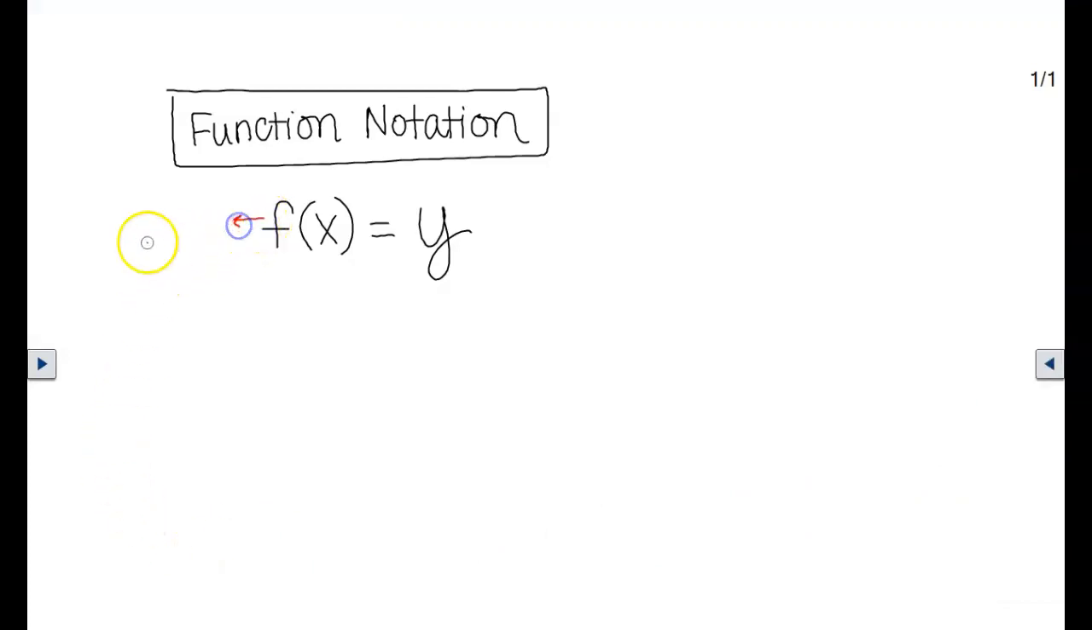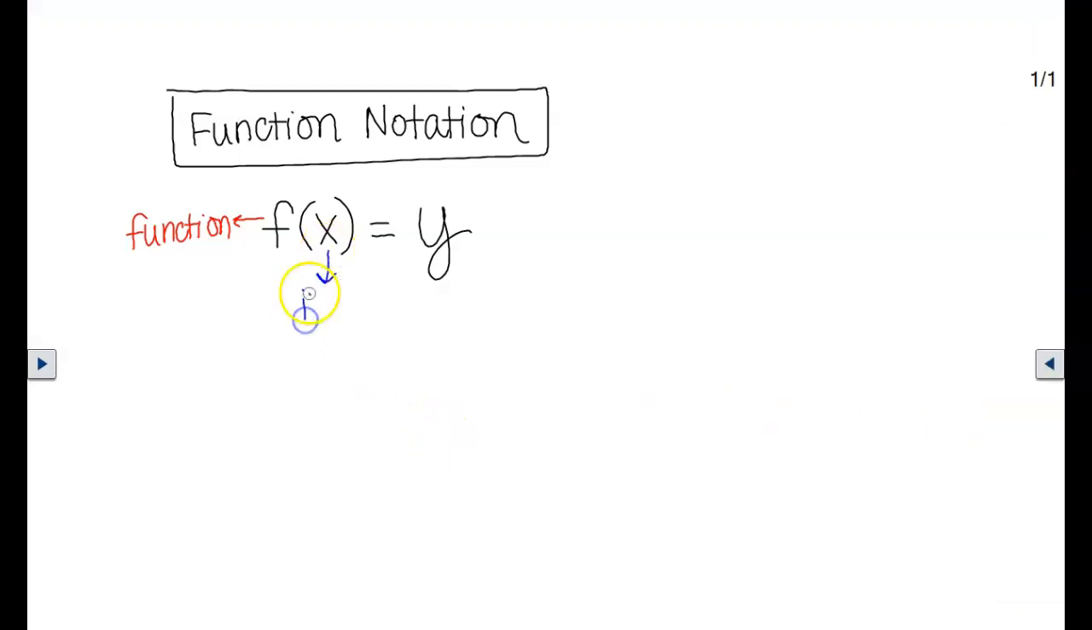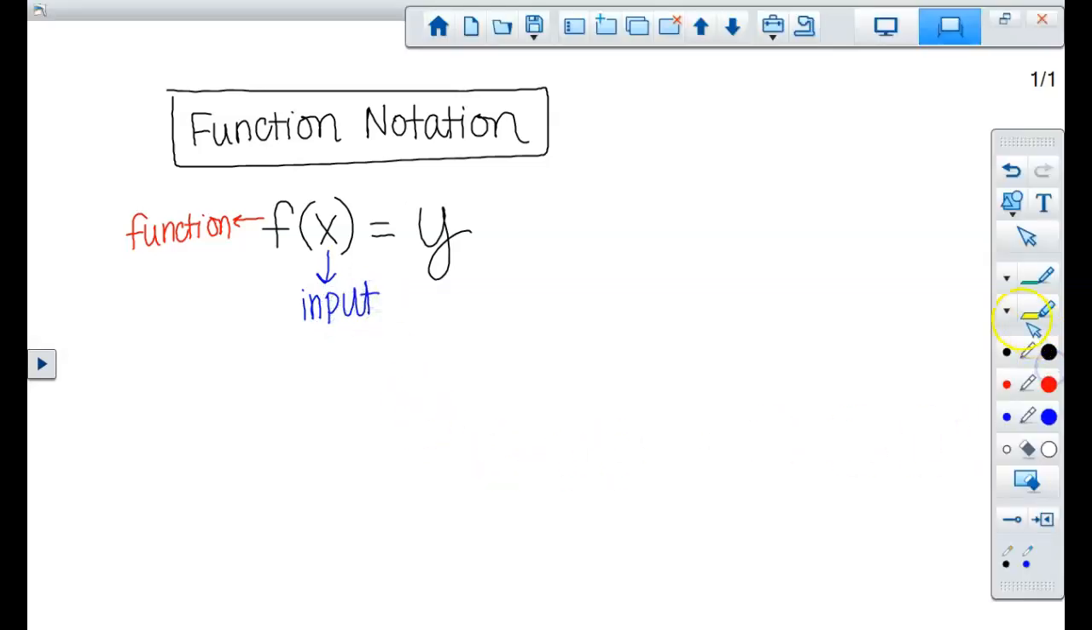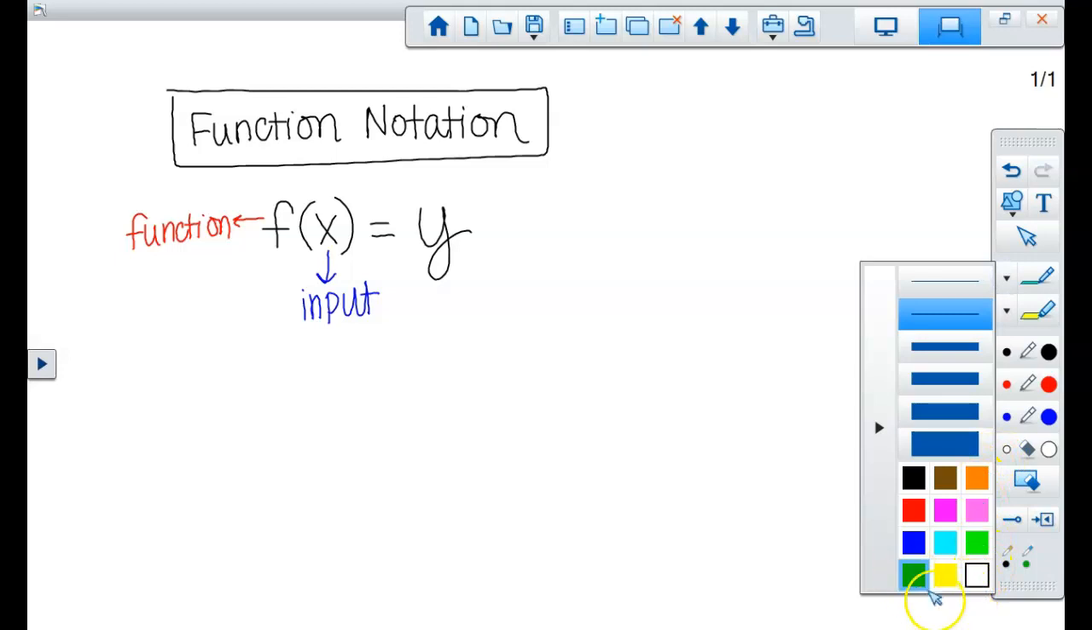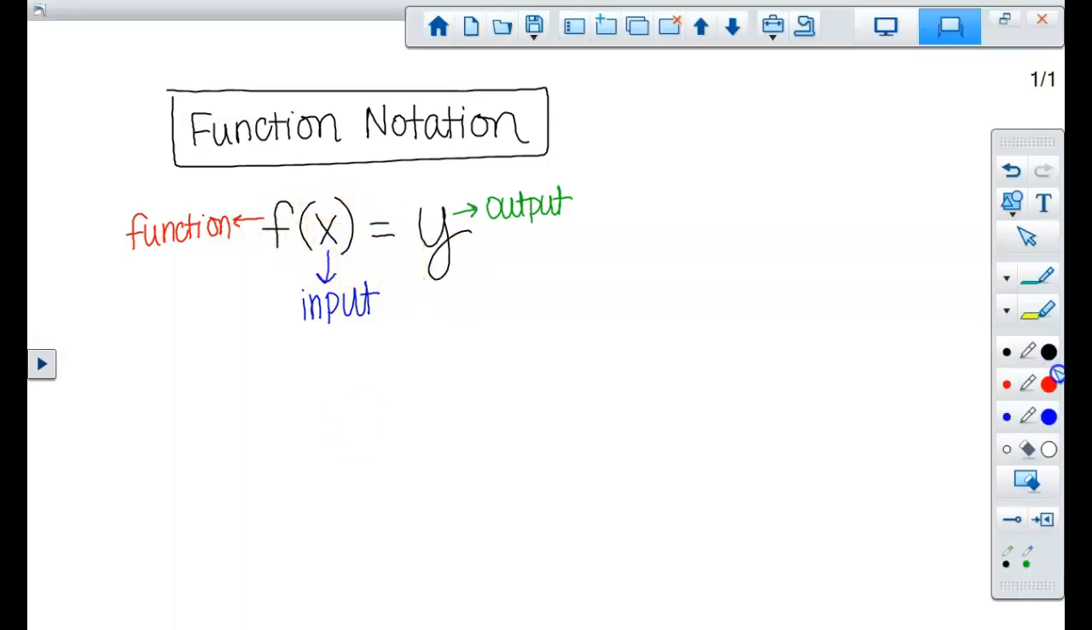This says a function named f takes an input named x and produces an output named y. So the f was the name of the function, the x inside the parentheses was your input, and the answer that you get is the output.